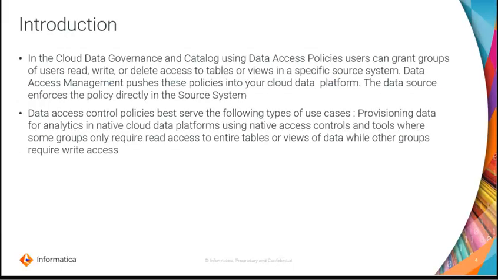Introduction. In Cloud Data Governance and Catalog, using data access policies, users can grant a group of users either read, write, or delete access to the necessary tables or views in the source system. Data access management pushes these policies into your cloud data platform. Data access policies serve the following types of use cases: provisioning data for analytics in the native cloud platform using native access control methods and tools, where only certain groups require certain types of access.